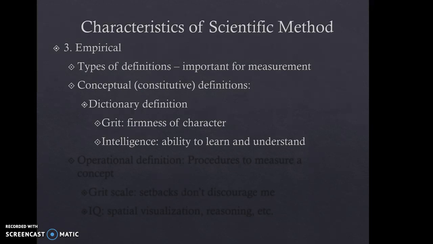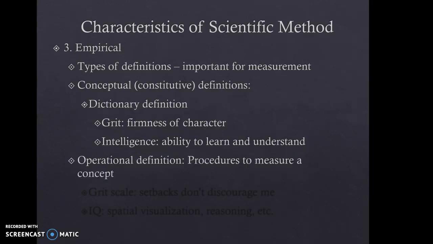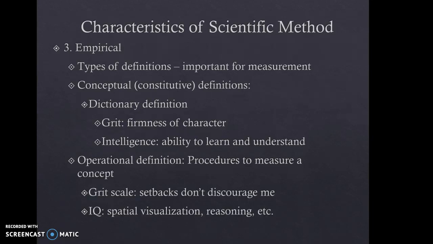In order to be empirical, we have to have definition, have measurement. First, we have conceptual definition, like in a dictionary, what are the concepts being defined, and in order to measure them in an empirical way, we will come up with an operational definition to measure it. Let's say grit is a firmness of character. That's what the dictionary says, and that's what people generally believe. But when we measure it, we ask people, do you agree or disagree with the statement that setbacks don't discourage me? And then people will evaluate how much this statement describes them. That's the operational definition. Using measurement, we will measure all those concepts in an empirical way.